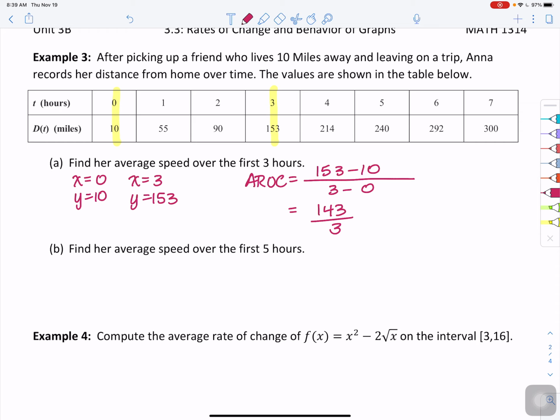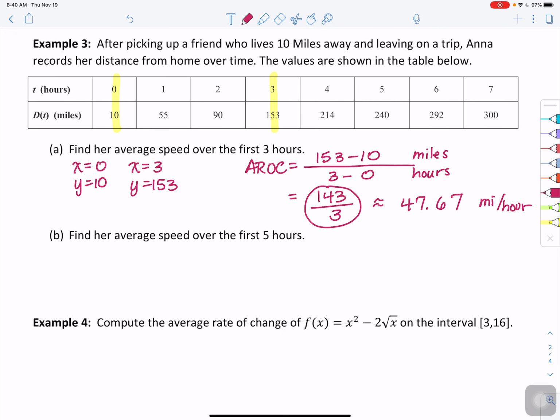We cannot simplify, so we will just leave that as 143 over 3. You could also give an approximation. I got about 47.67. Let's look at our units. In the numerator, these were miles. In the denominator, these were hours. So we could put miles per hour.